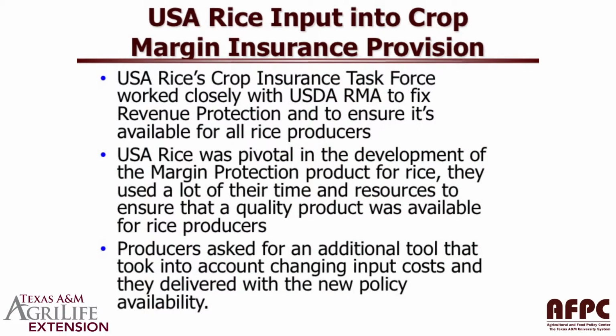Looking here at slide 2, I want to remind everyone that USA Rice's Crop Insurance Task Force worked very closely with RMA over a 6-year period to fix the revenue protection plan that was out there for rice farmers, and USA Rice was pivotal in development of this margin protection product for rice. Originally, the proposal was for the margin to be total revenue minus all costs of production. And since only a few of the costs of production really changed during the growing season, the producers were able to get this changed to be the 5 most relevant input costs.